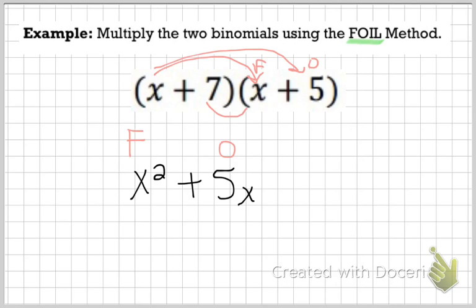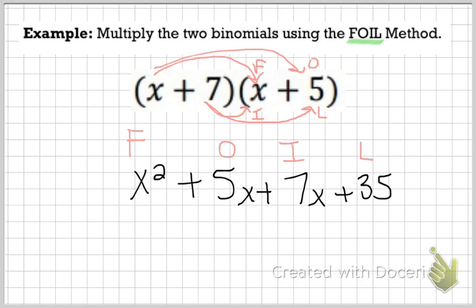Then we move on to the inner, our I. 7 times x is a positive 7x. And then we move on to the last. 7 times 5. And in your mind, you should be processing, using some type of calculator to verify. And we will get plus 35.